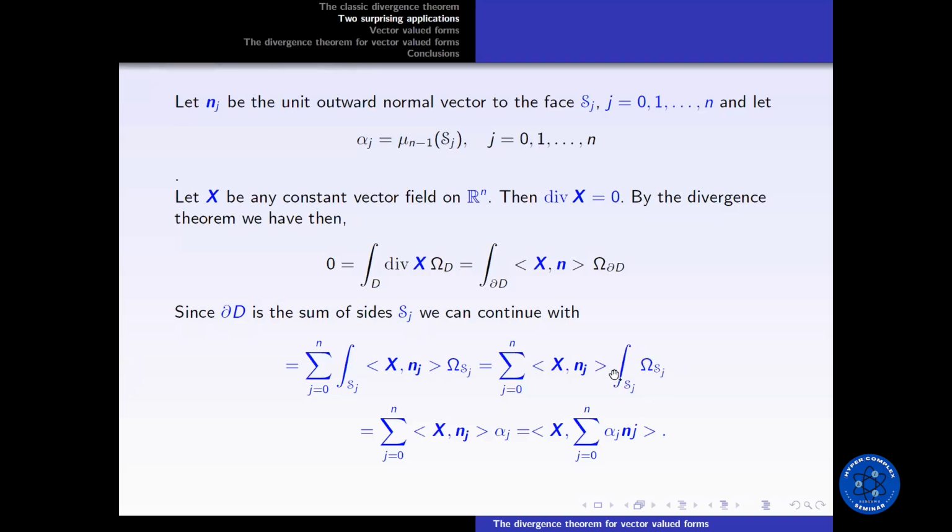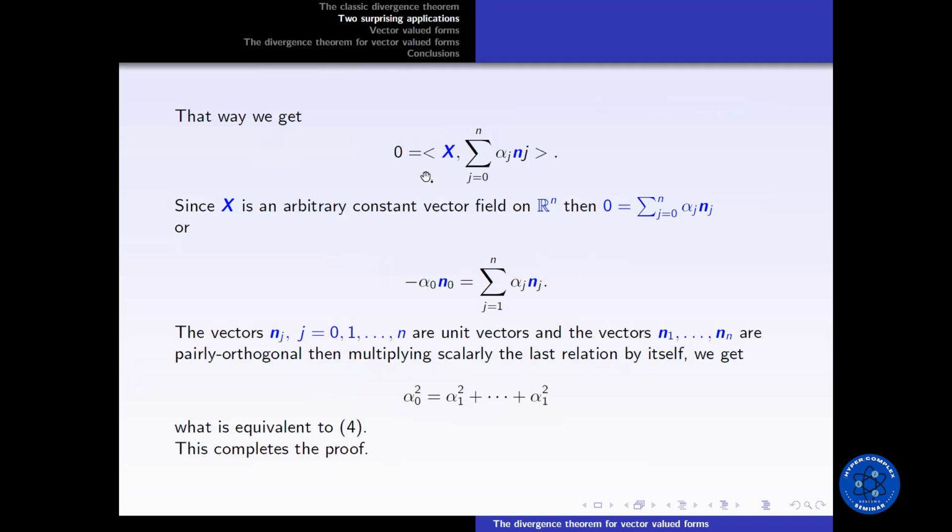But we get here the integral over the side, which is the n-1 dimensional measure of the side, denoted here as alpha j. This is constant, this is constant, this is constant, so we can put alpha j here. So we get finally that 0 is this sum of scalar products, but this was a completely arbitrary vector field, and the scalar product is positive definite, so this sum has to be equal to 0.